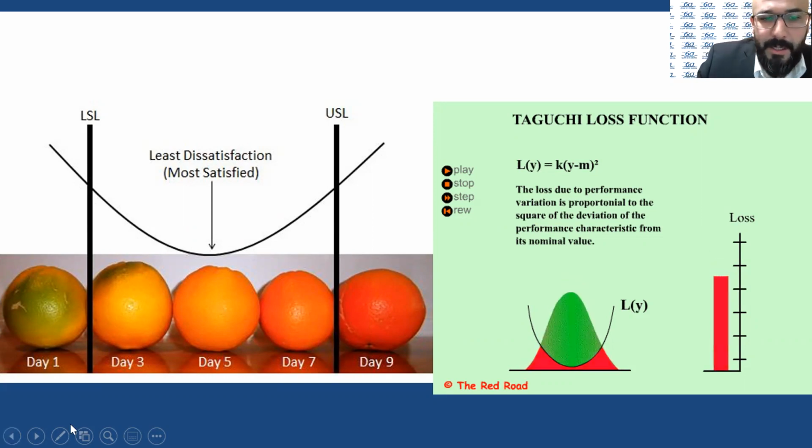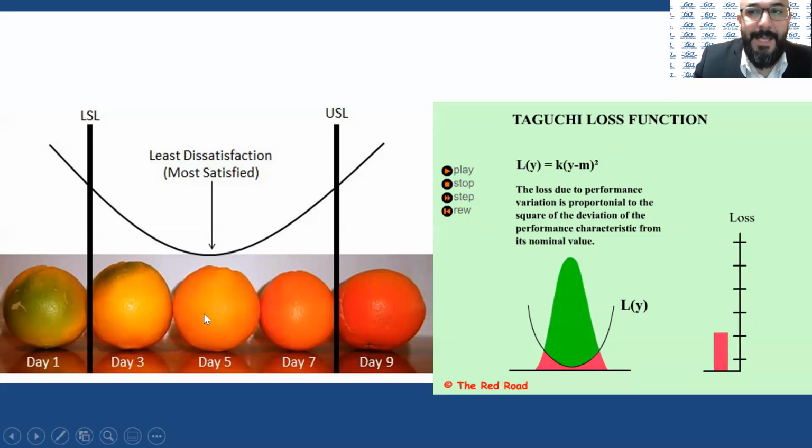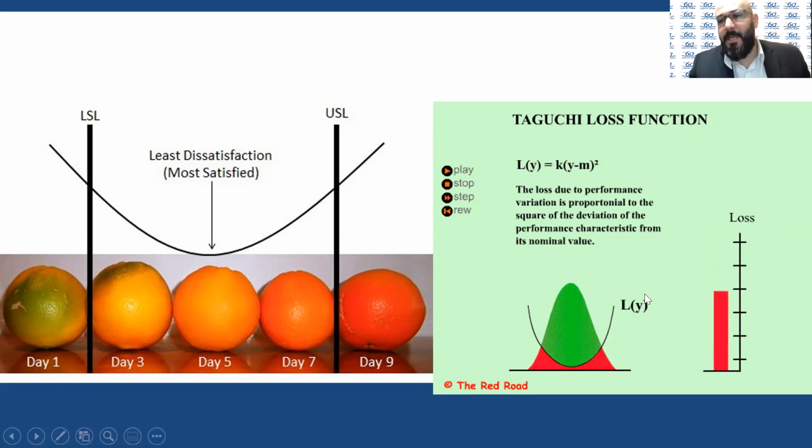So look here on the left side, the orange. This is where the customer would be happy. The happiest customer would be on day 5. On day 3 or 7, if you give a customer an orange on day 3, the customer will not be as happy as on day 5. So as long as you are far away from the target, the customer will be unhappy and you will gain unsatisfied customers. Same thing on the right side. Look, in the middle of this curve would be the target. As long as you give the customer exactly the target, with a small variation, that's okay. Now, the farther you go from the target, the more customers will be unsatisfied.